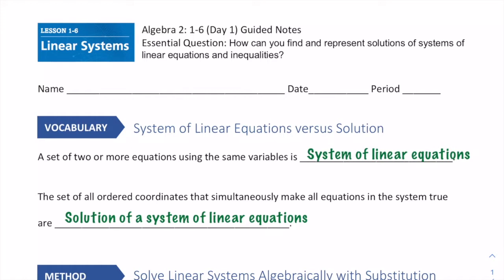A set of two or more equations using the same variables is called a system of linear equations. The set of all ordered coordinates that simultaneously make all equations in the system true is called a solution of a system of linear equations.